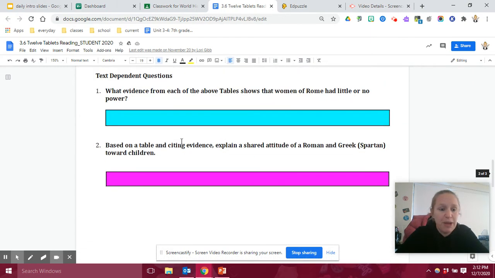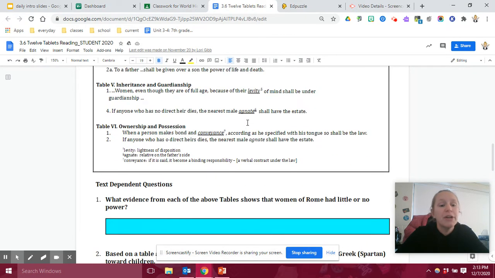We have one in the blue and one in the purple. It says, what evidence from each of the above tables shows that women of Rome had little or no power? So you're going to go right here. You're going to go through and find this right here. You can type it or copy and paste it and put it in the box.